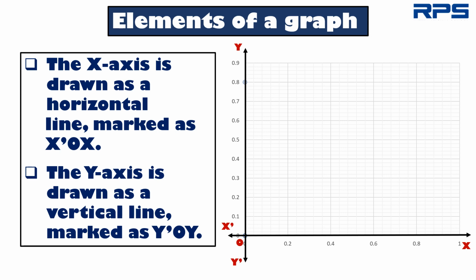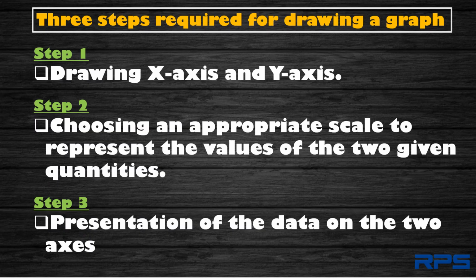Now let's have a look at the 3 steps required for drawing a graph. First step is drawing x-axis and y-axis. The second step is choosing an appropriate scale to represent the values of the two given quantities. The third step is presentation of the data on the two axes.